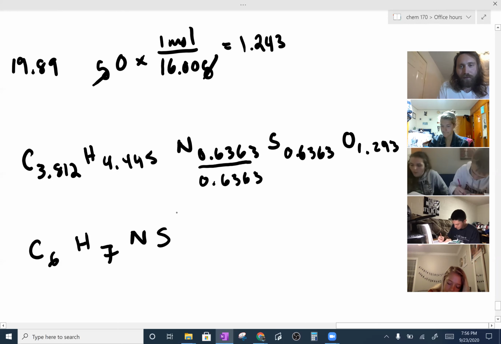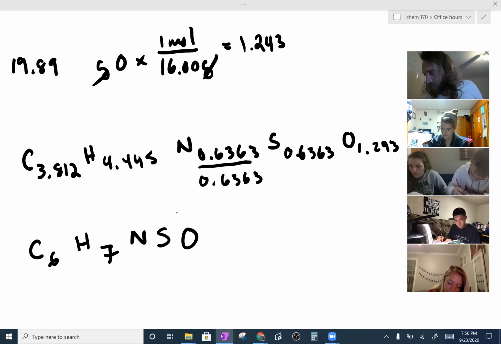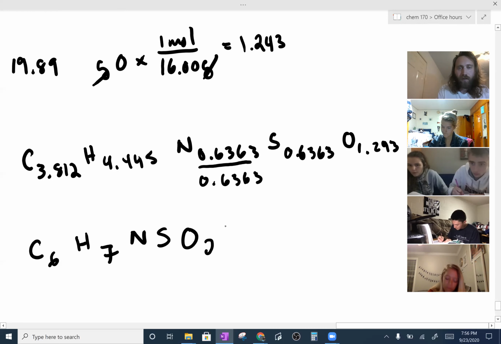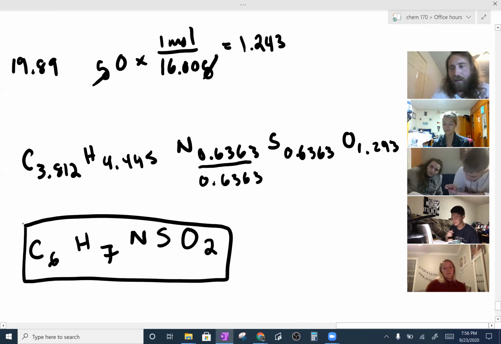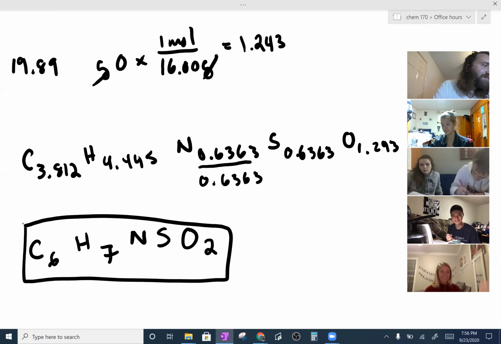And then oxygen here, 1.293 divided by 0.6363 is equal to 2.01. Oh, okay. There we go. This is the empirical formula for the compound. What a problem. That's a tough one. I like it.